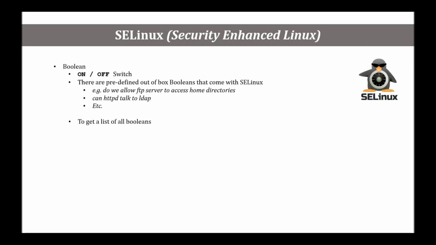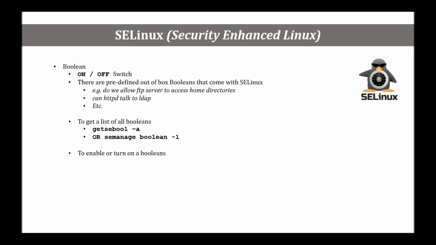How to get a list of all booleans? What do we get out of the box when we install Linux? To get the list, you have to run the command getsebool -a, where -a is for all. Or there's another command, semanage boolean -l, which will give you pretty much the same result. As I said, you should go over every boolean that you have in your system, so you don't have to create your own. There are tons of them that SELinux offers you right out of the box.